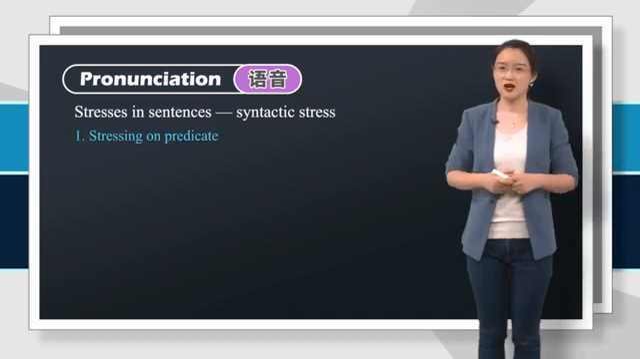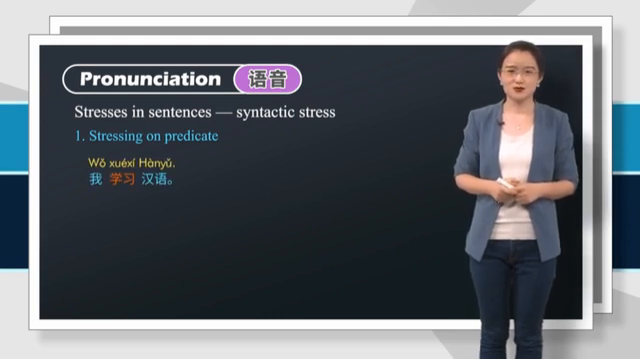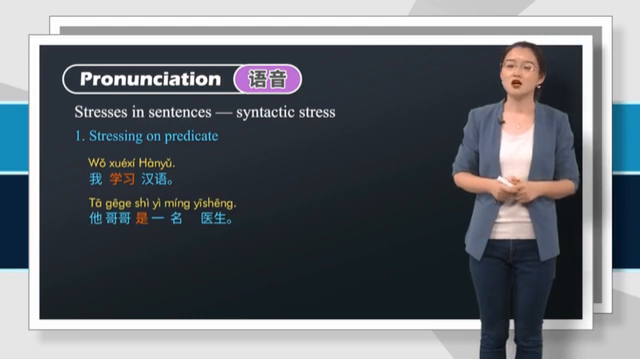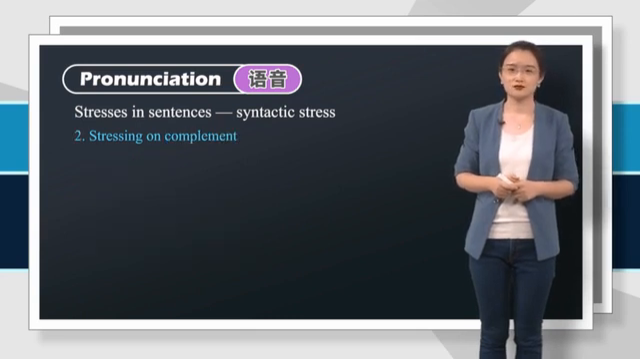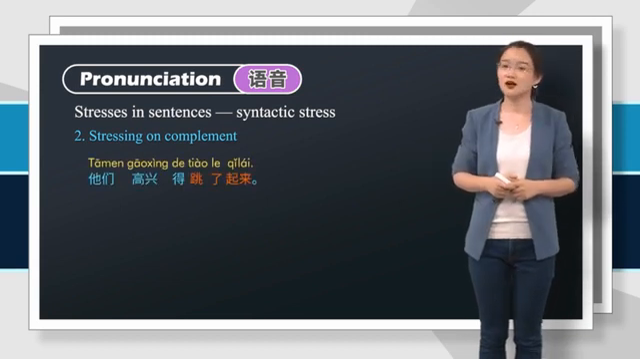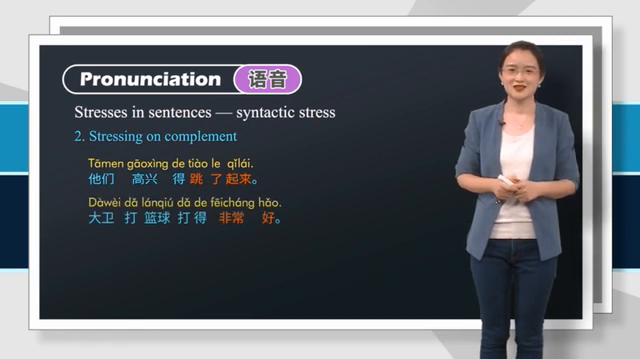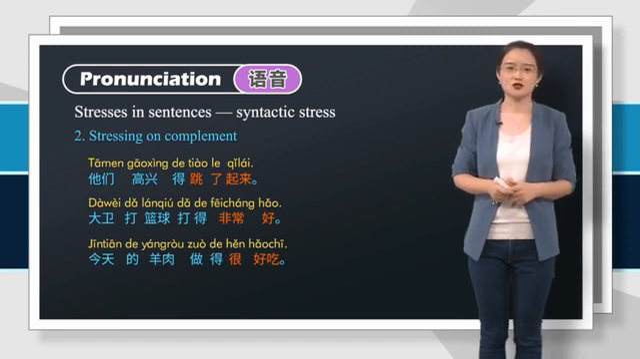First, stress on predicates. For example, 我学习汉语。他哥哥是一名医生。王小姐买了几件衣服。Second, stress on complements. For example, 他们高兴地跳了起来。大卫打篮球打得非常好。今天的羊肉做得很好吃。Okay, let's read it again.